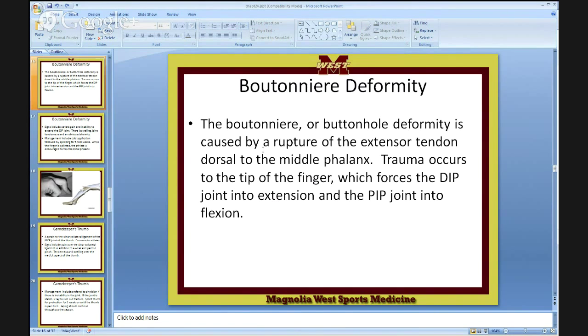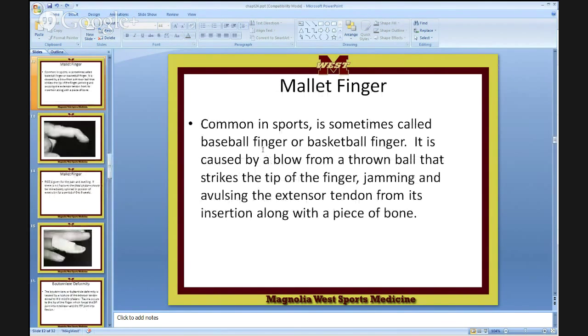All right, your last one is on number 12 on slide 12. I know we pounded the mallet finger, I guess with a mallet, on this test. Common in sports is sometimes called baseball finger or basketball finger. I think we've even saw that before. We did. It's the same as number 9, so you know that. Take the test. Learn the test by taking the test. That's boutonniere or mallet finger.